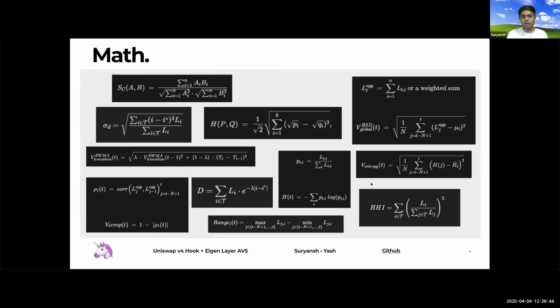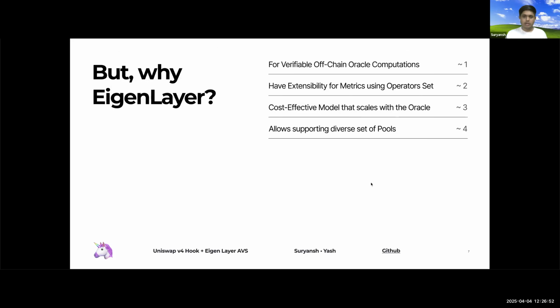And we did a lot of mathematics, a very concrete research, to go through all of the mathematics and equations that we could possibly think of. Now, the big question arises: why EigenLayer? How does it suit our use case? I mean, it is pretty obvious.